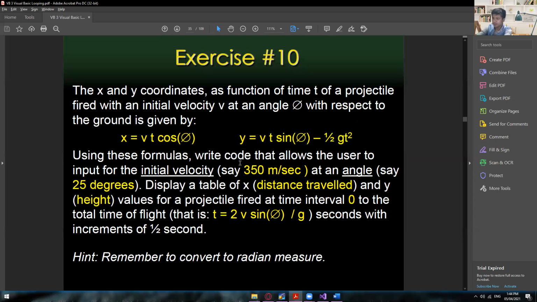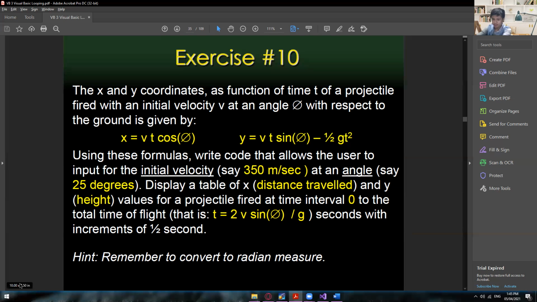So using these formulas, write code that allows the user to input the initial velocity, say 350 meters per second, at an angle, say 25 degrees. So these are the initial inputs. Then display a table of x, distance traveled, and y, which is your height, values for a projectile fired at time intervals from 0 to the total time of flight. So that is t is equal to 2 times velocity times sine theta divided by g, in seconds with increments of 1/2 second. Hint: remember to convert to radian measure.